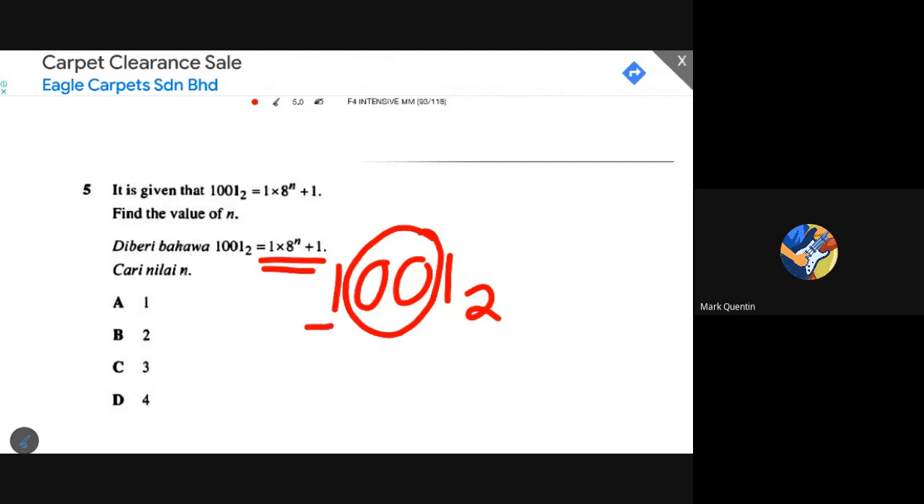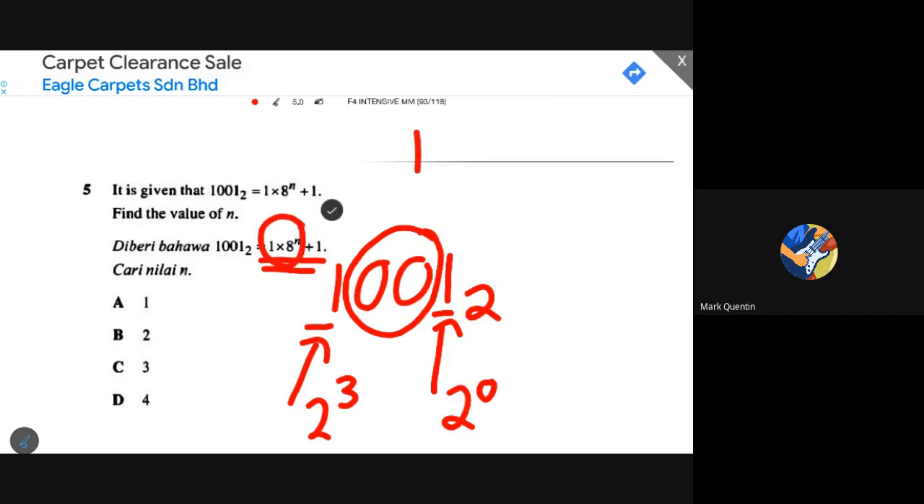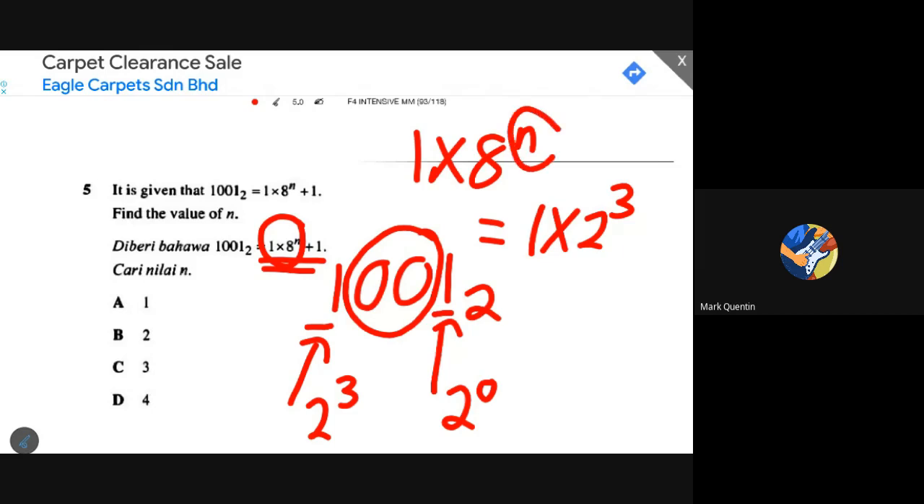So you only need to focus on these two number. Fokus pada nombor paling depan dan akhir sahaja. So yang ni, kamu tahu bahawa kedudukan dia adalah 2 kuasa kosong, 2 power 0. And this number is 2 power 3. Okay, so can you see over here? Fokus pada yang ni. 1 times 8 power n equals to 1 times 2 power 3. Okay, so you cannot directly say, kamu tak boleh terus kata n sama dengan 3. So this is why C is wrong, Susan. Okay, because the number is not the same. Nombor dia tak sama, 8 and 2. So you cannot compare directly.